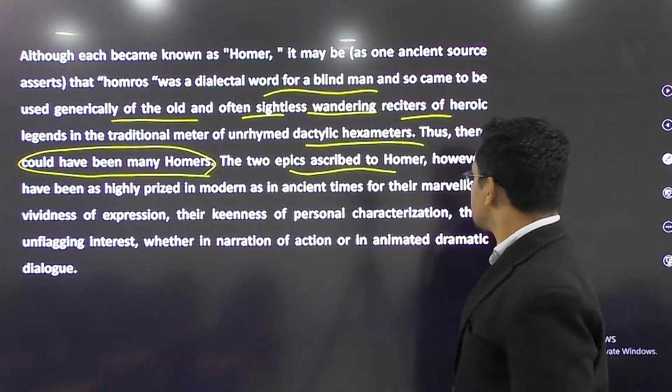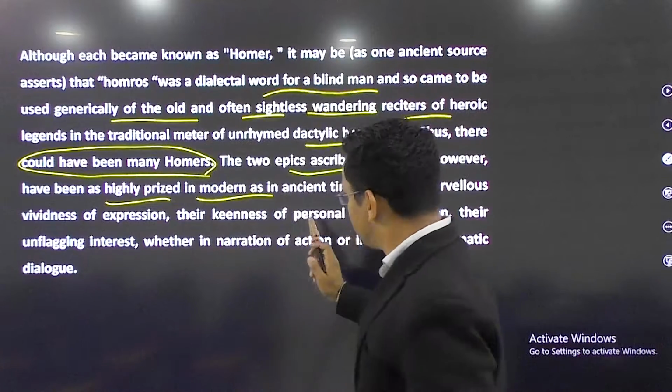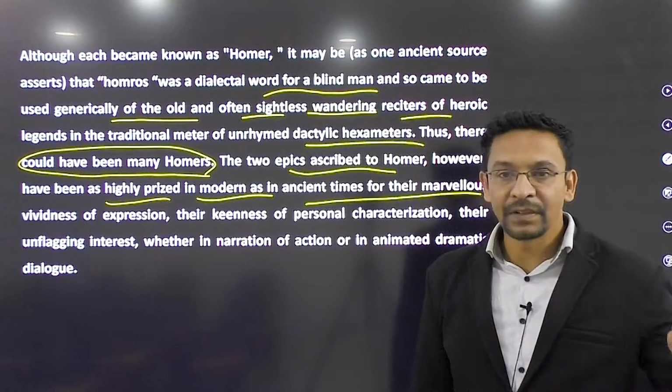The two epics ascribed to Homer, however, have been as highly prized in the modern as in ancient times for their marvelous vividness of expression.